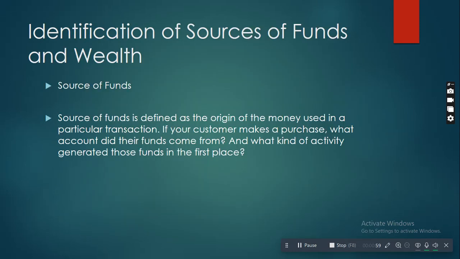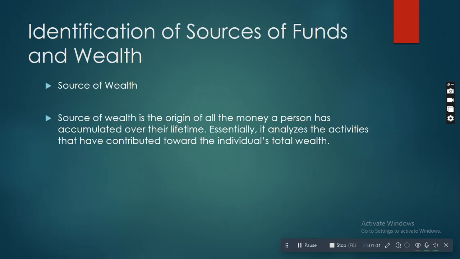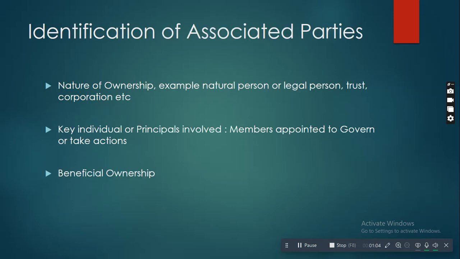We covered the beneficial ownership, source of funds, and source of wealth. Now we are going to start with identification of associated parties. From the previous lectures, we have seen that during a corporate KYC, we ascertain who we are dealing with. In this phase, identification of associated parties, we try to understand the nature of ownership.